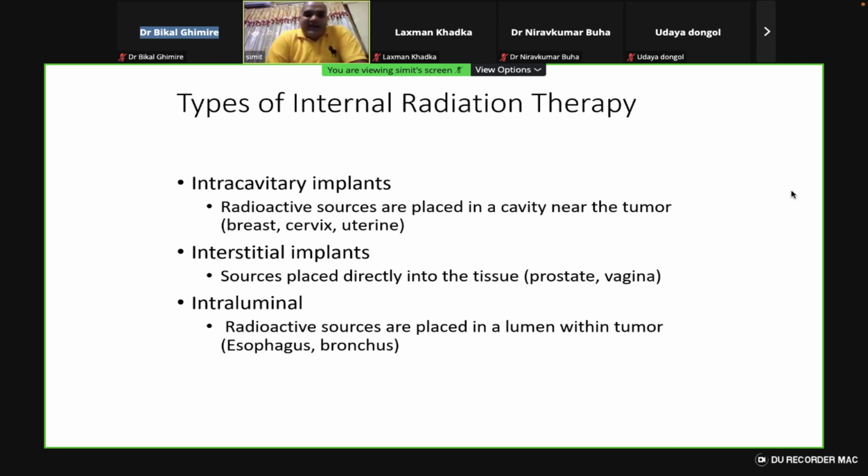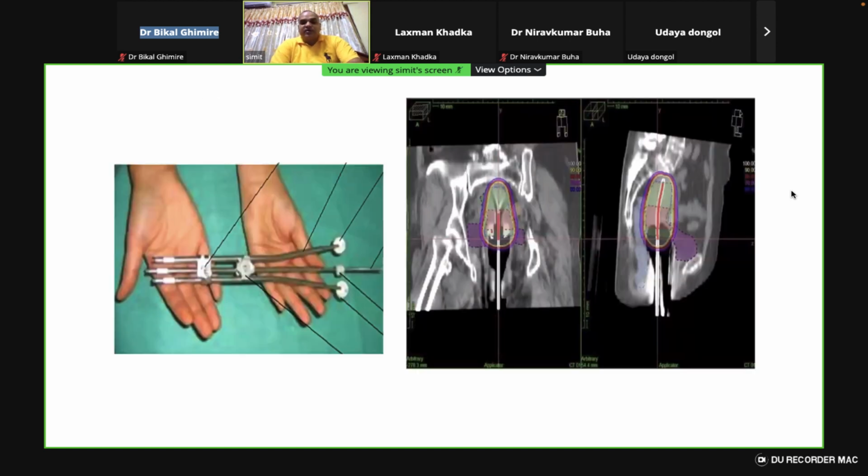Now coming to brachytherapy, there are different types of brachytherapy, like intracavitary implants, interstitial implants, or intraluminal implants. Intracavitary implants is when we use a radioactive source within a cavity near the tumor, like it's used in breast, cervix, or uterine. In interstitial, sources are directly placed inside the tissue, like prostate and vagina. In intraluminal, radioactive sources are placed in a lumen within a tumor, like esophagus and bronchus.